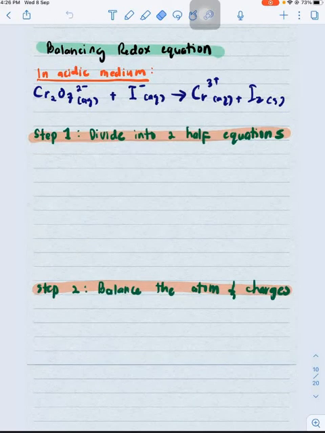In order to balance redox equation, we know that it can be done in two different medium. Redox sebenarnya perlukan acidic ataupun basic medium. So it can be done in acidic or basic. It depends on what kind of question given. Soalan memang akan state sama ada you have to balance the equation in acidic or basic medium. So let's get started with acidic medium first.